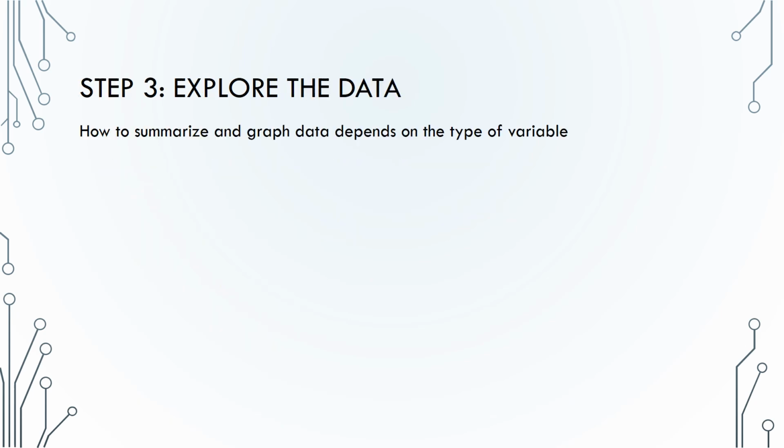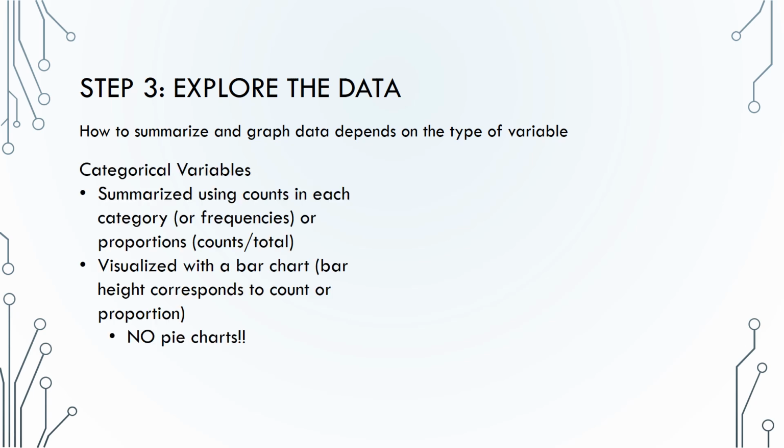In section 2 of the preliminaries, we learn about step 3 of the investigation process, how to explore our data. The way to summarize and visualize data depends on the type of variable or variables collected. We will start by looking at data with only one variable collected. If the variable is categorical, we can summarize a data set by just reporting the counts or frequencies in each category. Alternatively, we could also report the proportion in each category, which is just the count divided by the total. Note that a proportion is a number between 0 and 1. A bar chart is the best way to display a categorical variable.